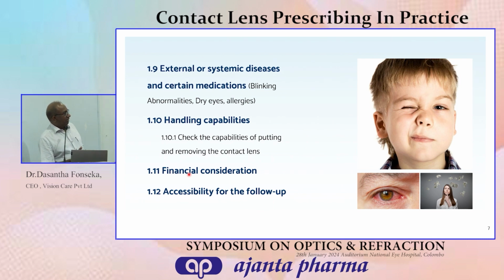Then the other thing is, some of these lenses are expensive. The method of choice these days for contact lens is monthly disposable. Monthly disposable will cost about 50,000 rupees a year. So if someone can't afford it and we push them for lenses, it ends up having problems.